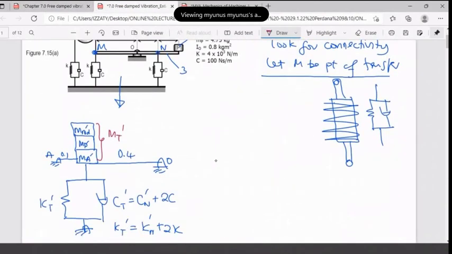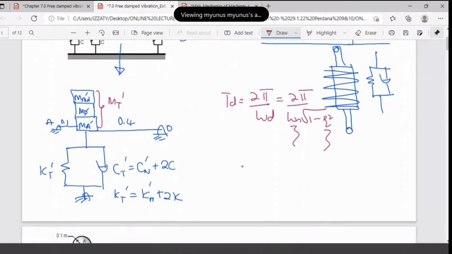TD is equal to omega D. You expand the equation, it is basically omega N square root of 1 minus zeta square. So you have to look for omega N, you have to look for zeta. How to look for zeta? We have to work out later on. So now omega N. Before that, you do all the transfers now.